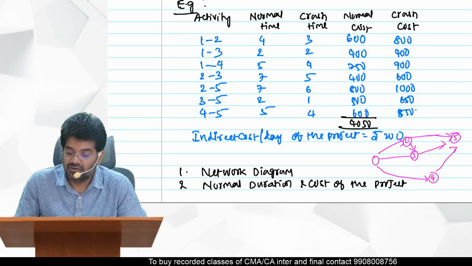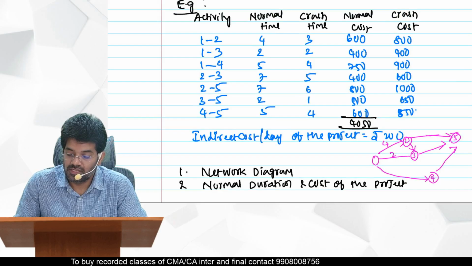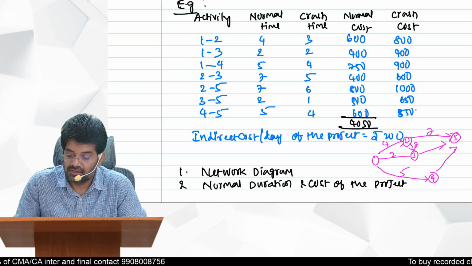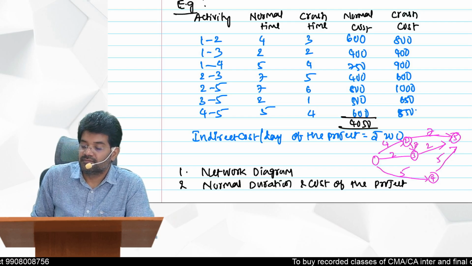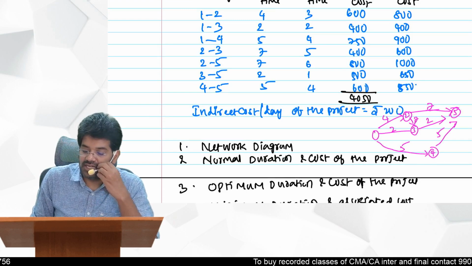And you should list out the normal time here. 1 to 2 is 4, 1 to 3 is 2, 1 to 4 is 5, 2 to 3 is 7, 2 to 5 is 7, 3 to 5 is 2, 4 to 5 is 5. This is your normal duration for each activity.